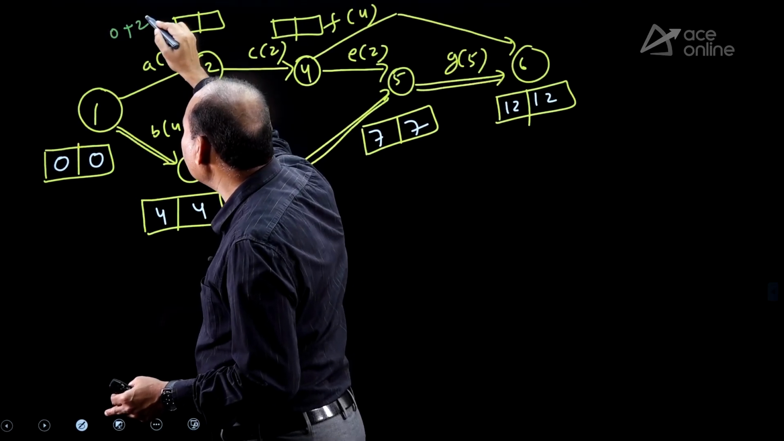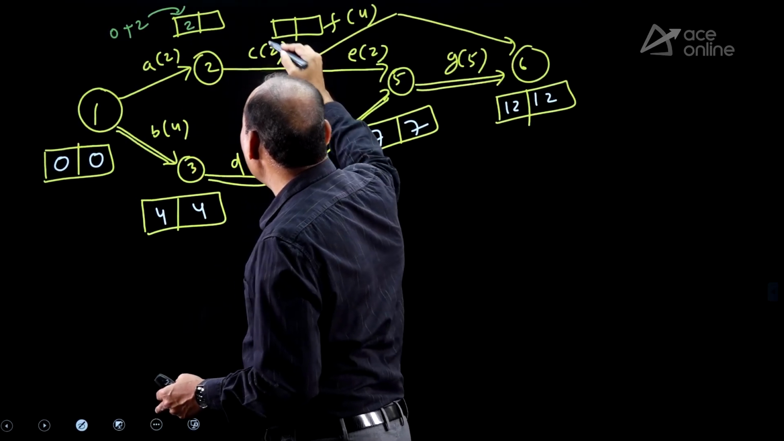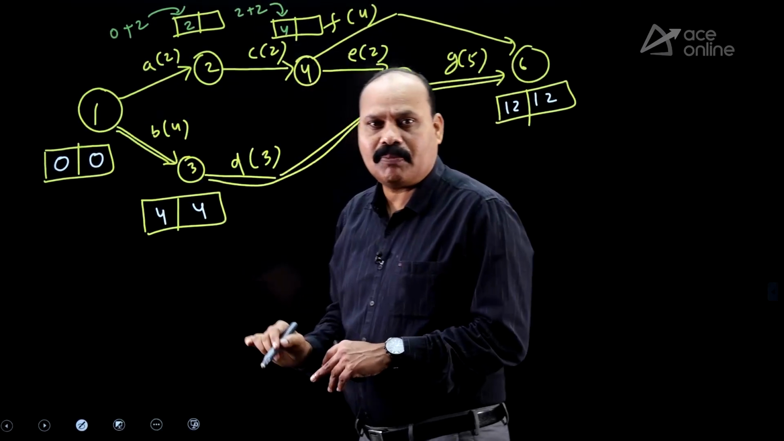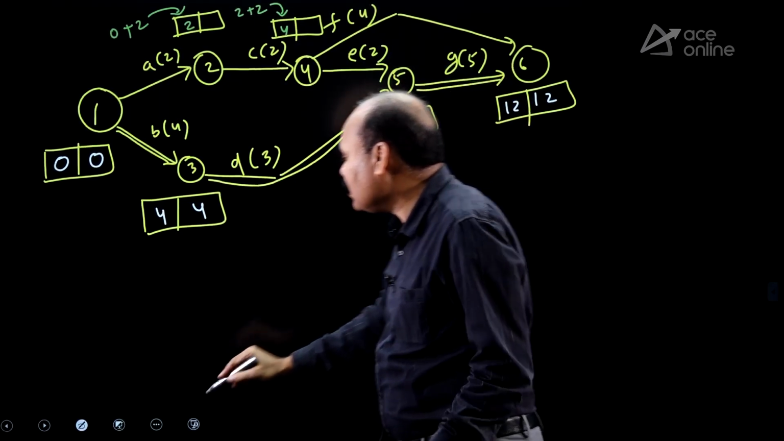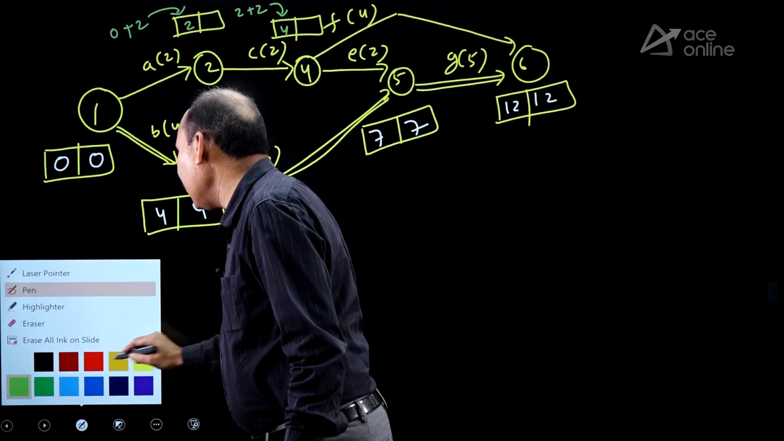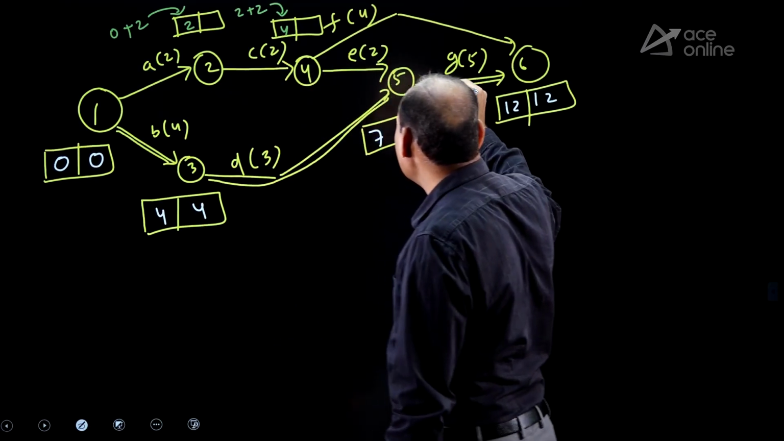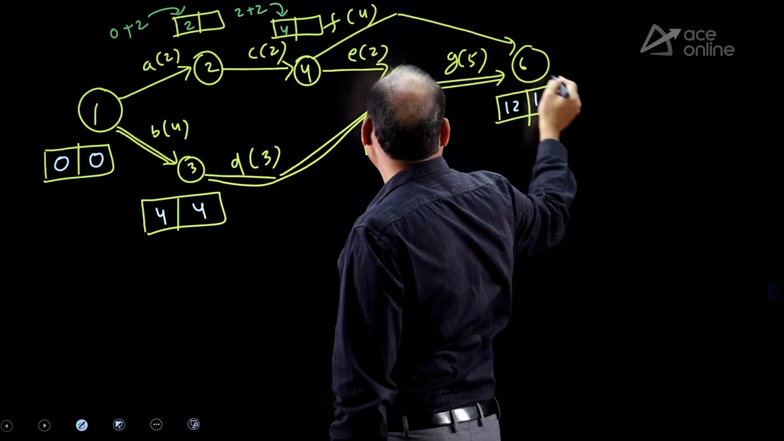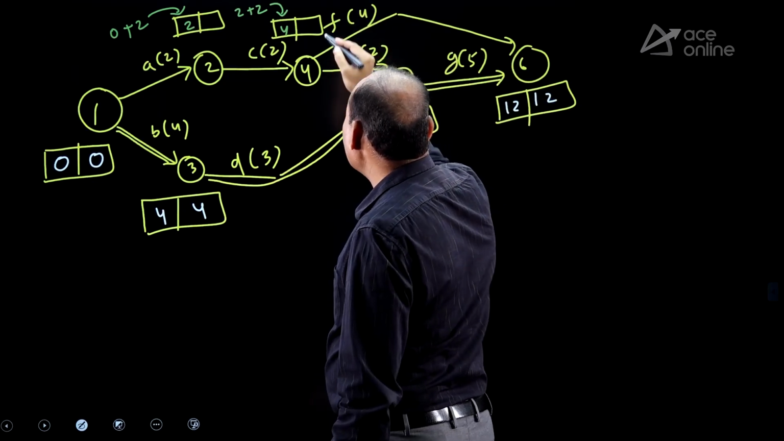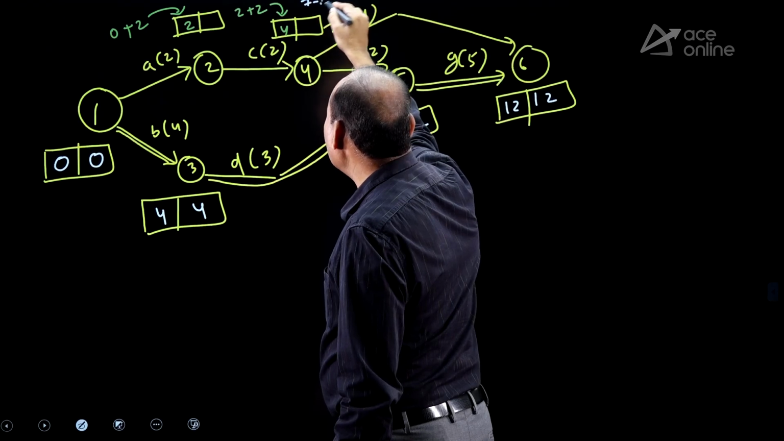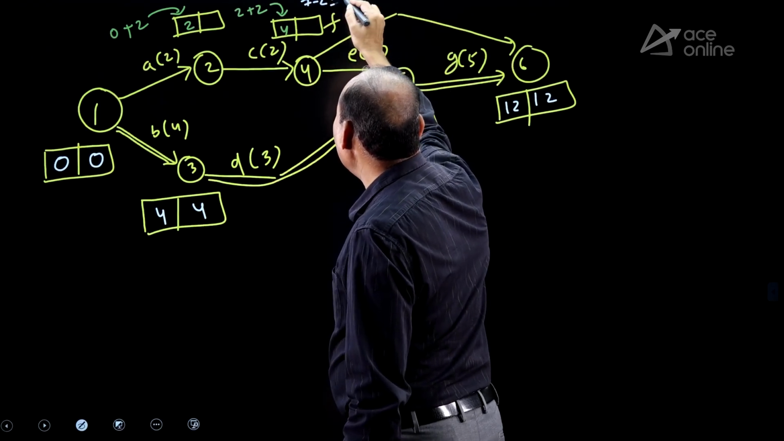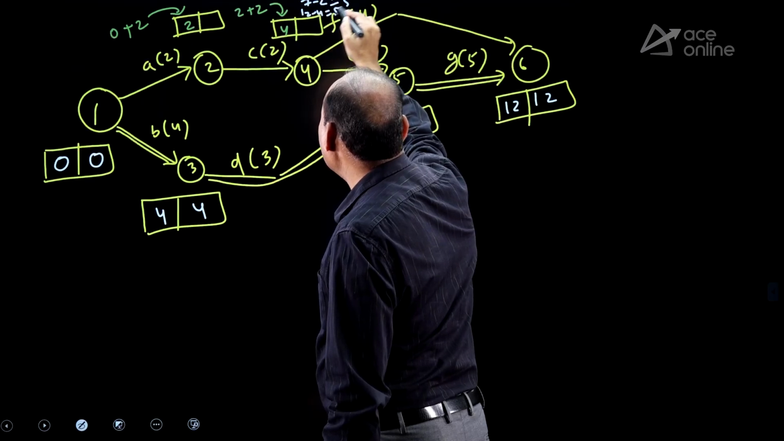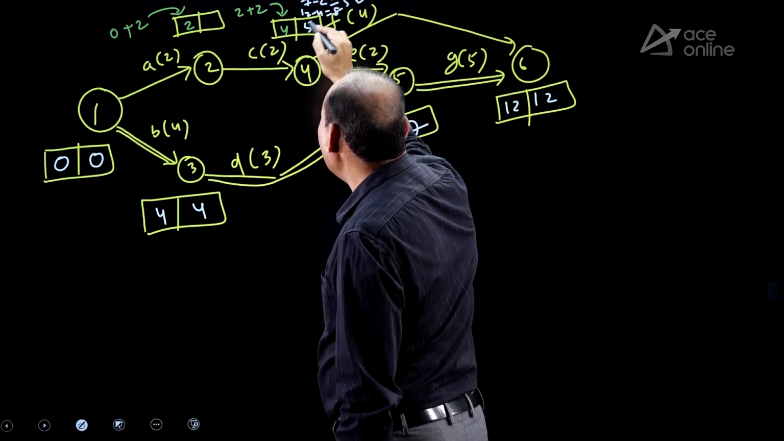0 plus 2, 2. 2 plus 2, 4. Forward pass we are using. Next, backward pass for the sake of latest values. Latest values, backward pass. 7 minus 2, 5. 12 minus 4, 8. 7 minus 2, 5. 12 minus 4, 8. Which one can you take? Minimum you can take, 5.